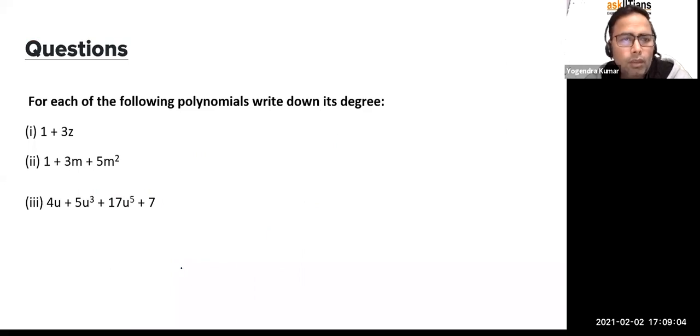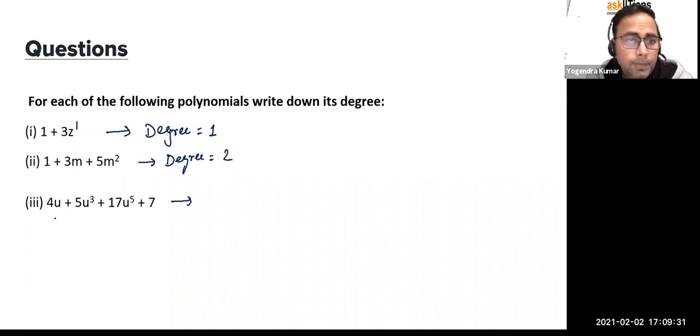Now for each of the following, write down its degree. So I believe it is very easy. What is the degree here? It should be written as 3z plus 1, but it is not a problem, right? What is the variable's degree? 1. So the degree is 1 here. Now what is the degree here? Degree is 2. Now what is the degree here? You should not look at the first term only. You need to see further. What is the highest exponent? So the degree is 5 here.